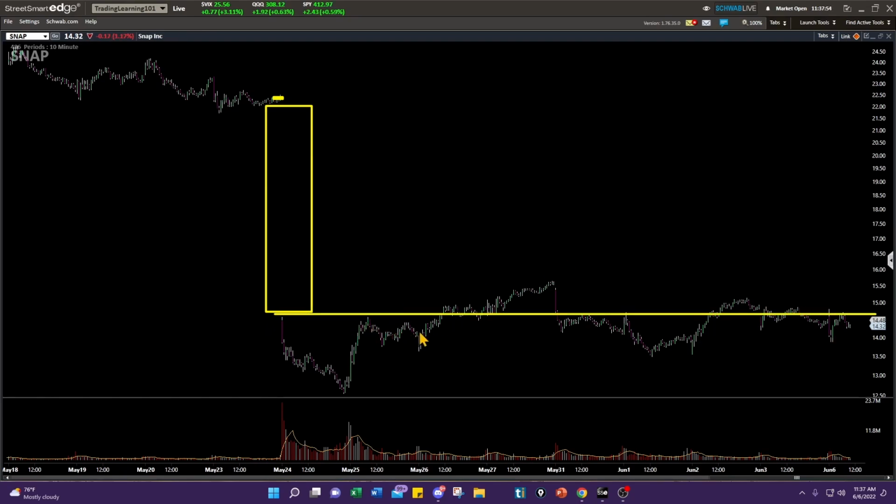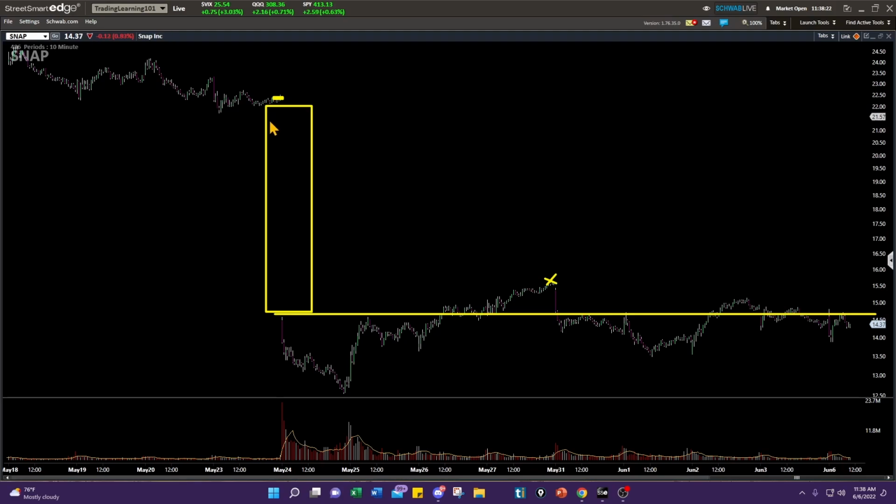We start to break up over that line, and we start to try and run up now and start to fill some of this gap in the chart, but we stall out right there at $16 and we fall right back down. So we still have not filled this gap in the chart. So it's still an error that needs to be corrected.